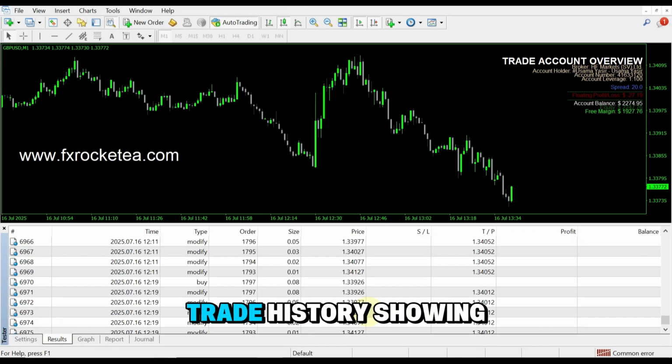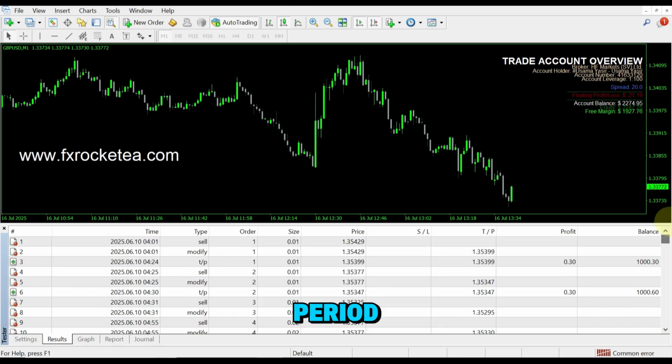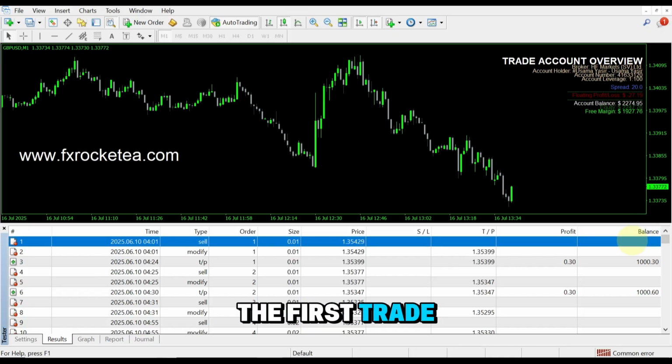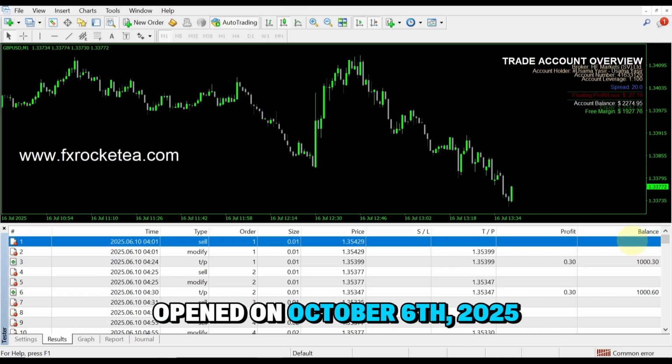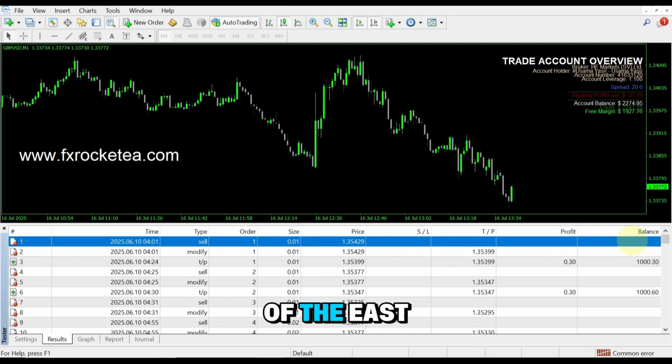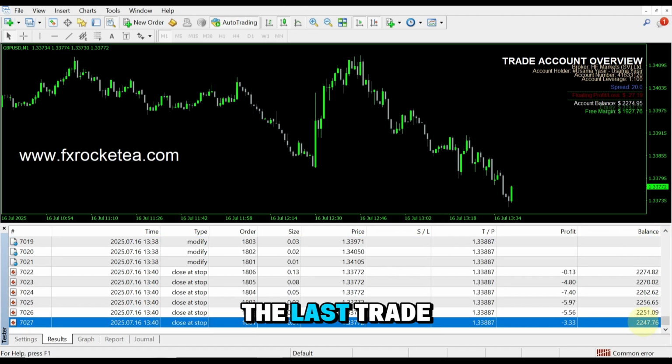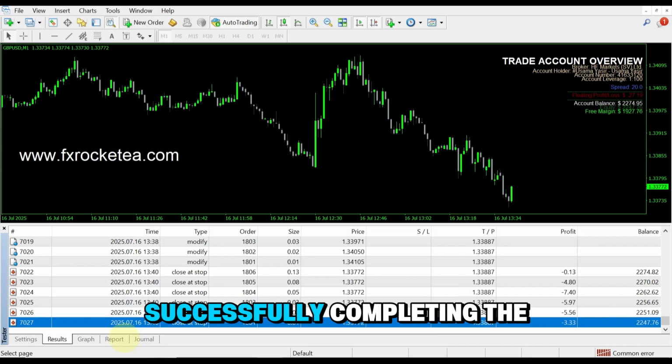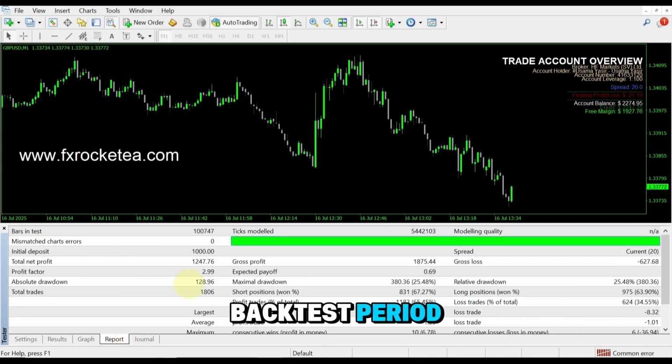Here's the detailed trade history, showing each position the EA executed over the selected period. The first trade opened on the 6th of October 2025, marking the beginning of the EA's performance cycle. The last trade closed on the 16th of July 2025, successfully completing the backtest period.